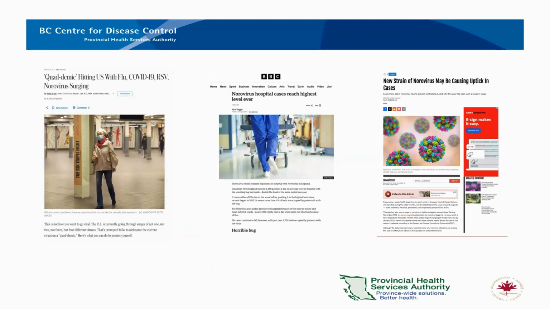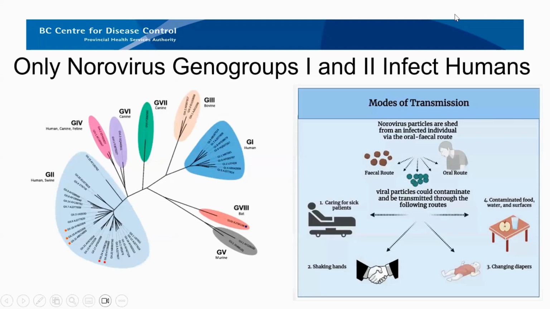So I'm just going to pause here and hand it over to Natalie. Natalie will go over a little bit more detail about the virology of the virus and how that impacts us here in public health. Great.